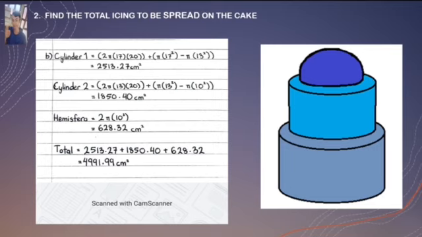For cylinder 2, it is a similar situation to cylinder 1. As we know, the radius and height of cylinder 2 are 13 cm and 20 cm. Also, the radius for the hemisphere is 10 cm.